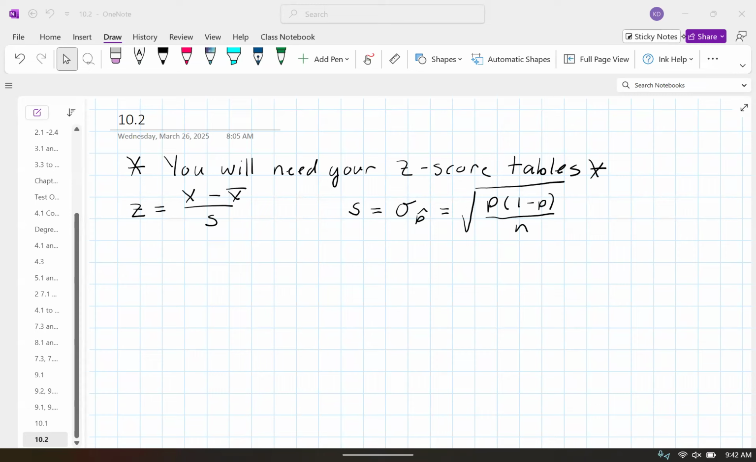Couple equations that we're going to need. These are all things we've done before. So our z-score, our standard deviation. So we're doing proportions. So that's our standard deviation for proportions.